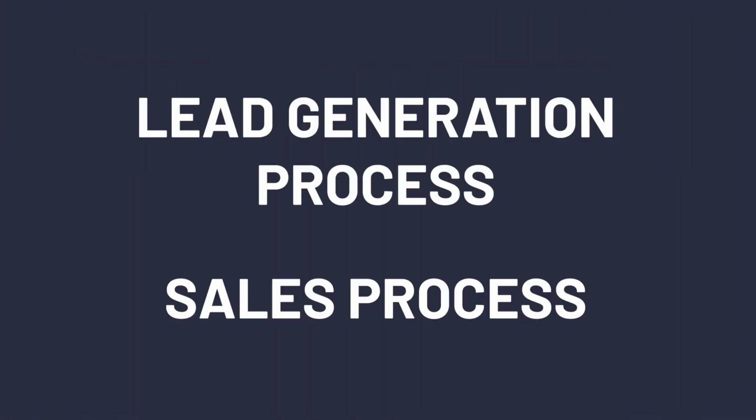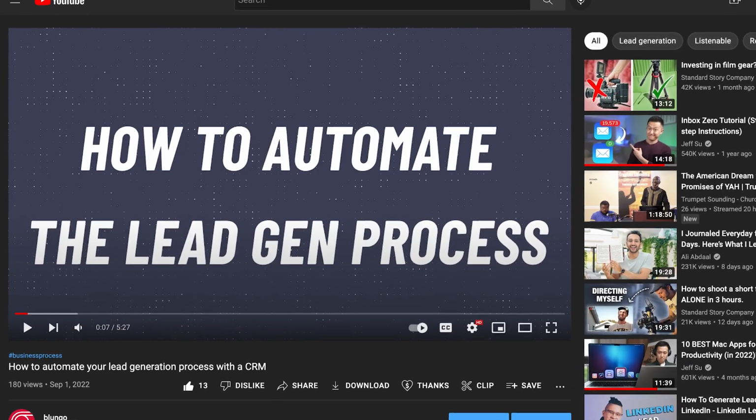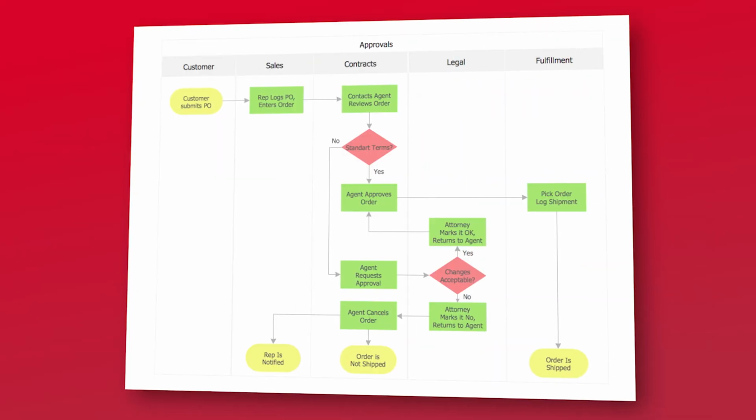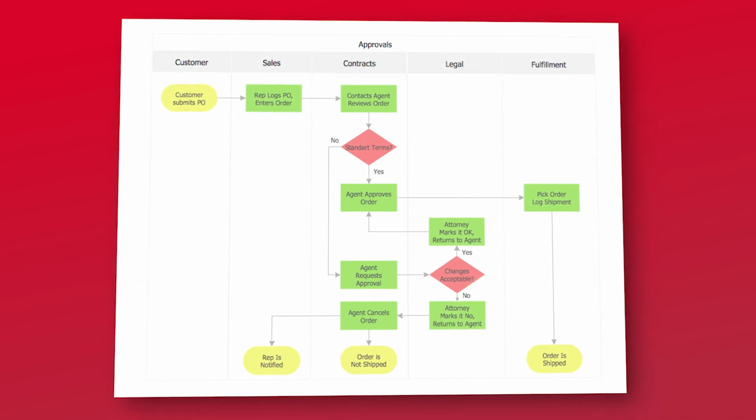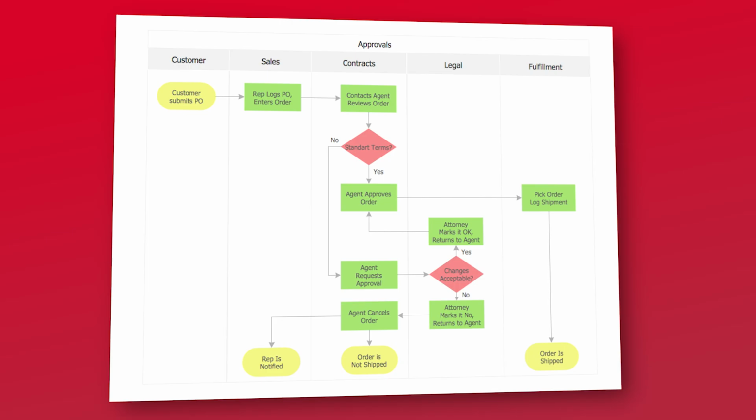In my case, I like to separate the lead generation process from the sales process, but some companies like to keep them together. So if you want to learn how to automate the lead generation process, I made another video that I will link in the description. I always recommend to map out the process on paper and write down all the actions that need to be taken at each step of the process. Then you can review the list of actions and automate the ones that can be automated.